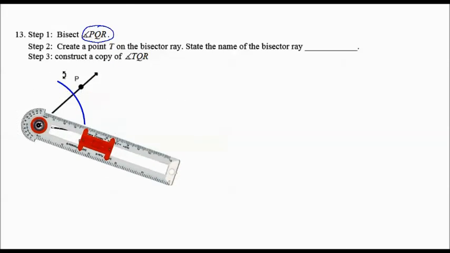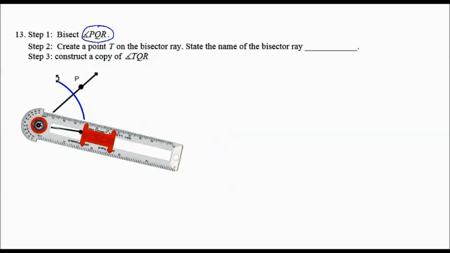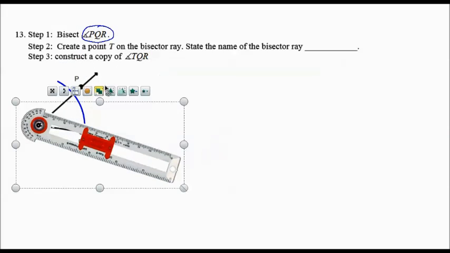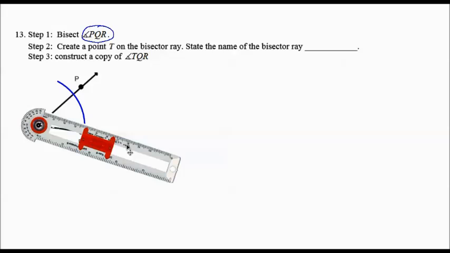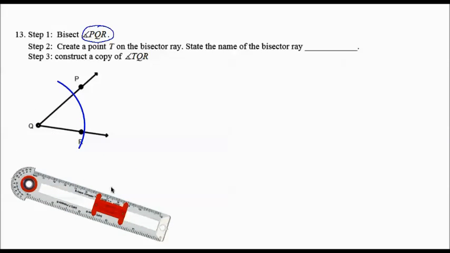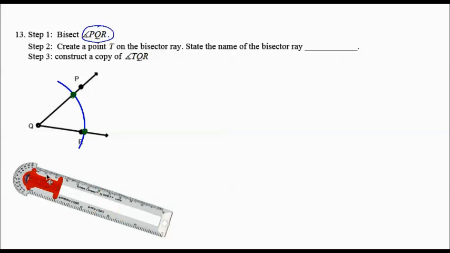So rotating the compass with your pencil is going to create that arc. After you have that arc, you can move your compass out of the way. And now make note of where your arc intersects your angle. Right here and right here, the points in green. Those are the locations now where you're going to be moving your compass.